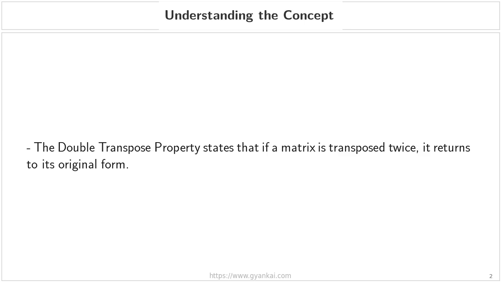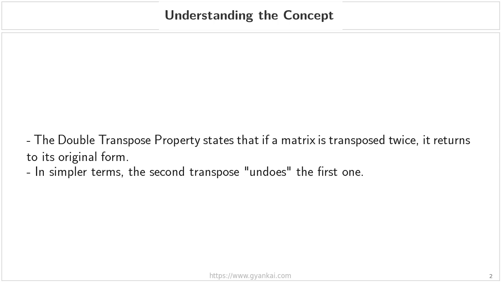Understanding the concept. Now that we have a clear understanding of what a single transpose is, let's move on to the core concept of this lesson. The double transpose property states that if a matrix is transposed twice, it returns to its original form. To put this in simpler terms, you can think of the second transpose as an operation that effectively undoes the first one, bringing the matrix back to its starting state.